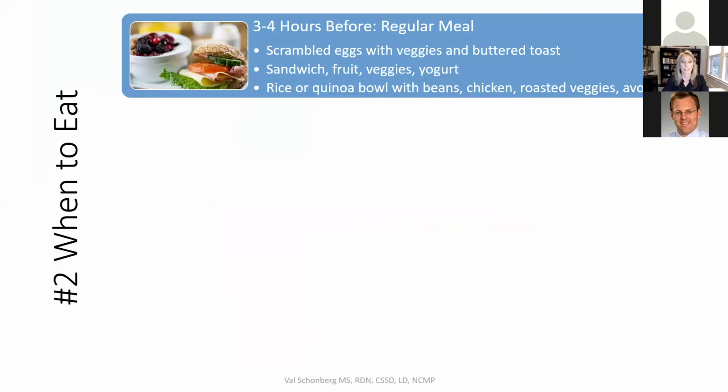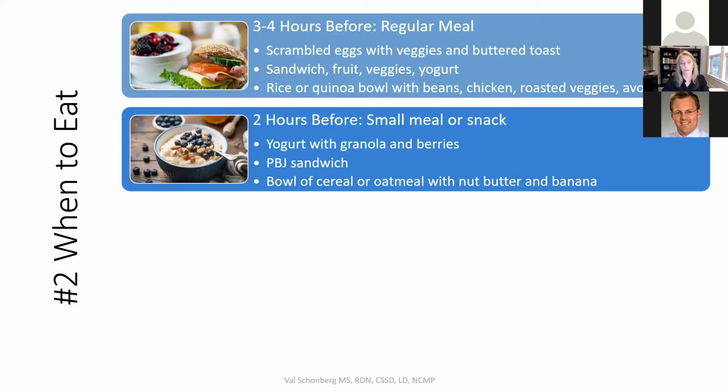Okay, so next principle, when to eat. This depends on your day, what your training is, what time you're doing your dancing, as well as your lifestyle. Some rules of thumb to keep in mind: if it's about 3 to 4 hours before dancing, your body can tolerate probably something in the neighborhood of a regular meal, which would include some protein, some good carbohydrates, and some fats. That might be some scrambled eggs with veggies and buttered toast, or a sandwich, fruit and veggies and yogurt like you see pictured here, or something like rice or quinoa with beans or chicken and roasted veggies. Some of those are just really easy meals to prepare.